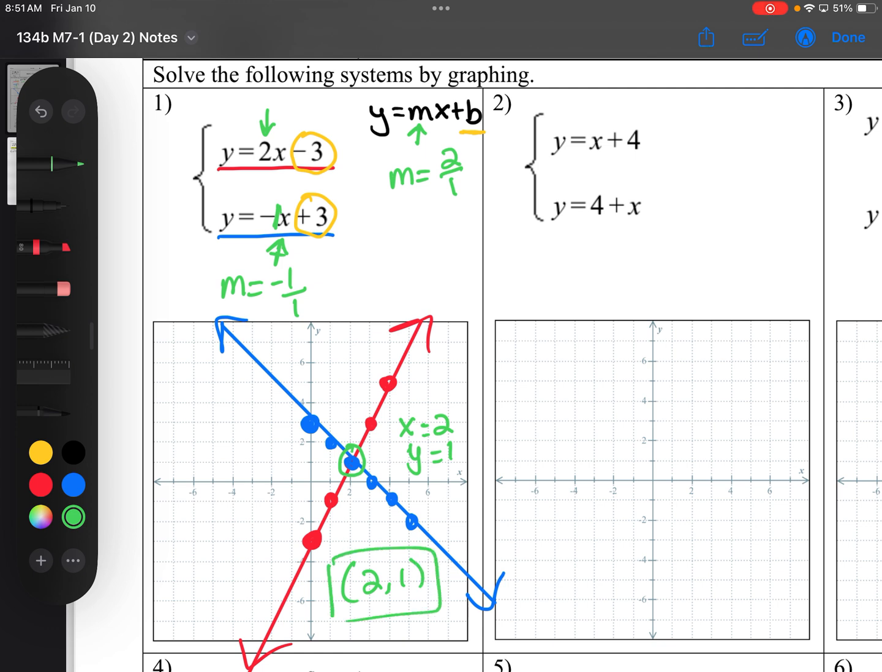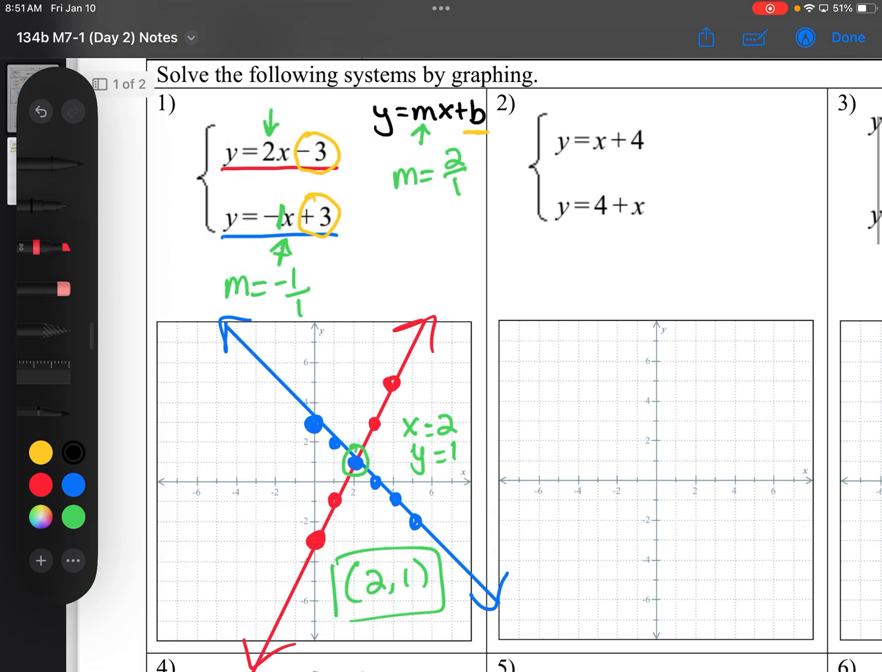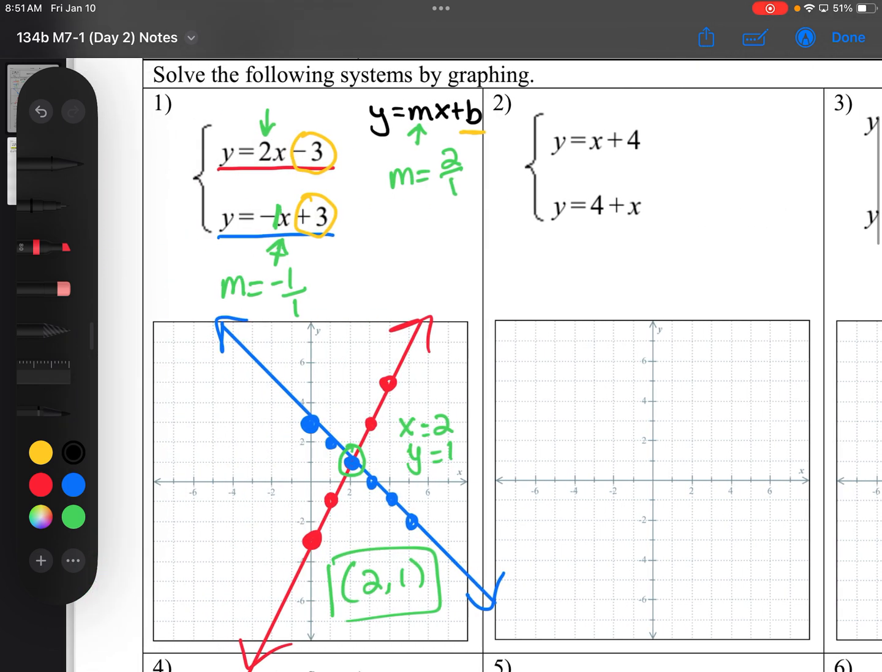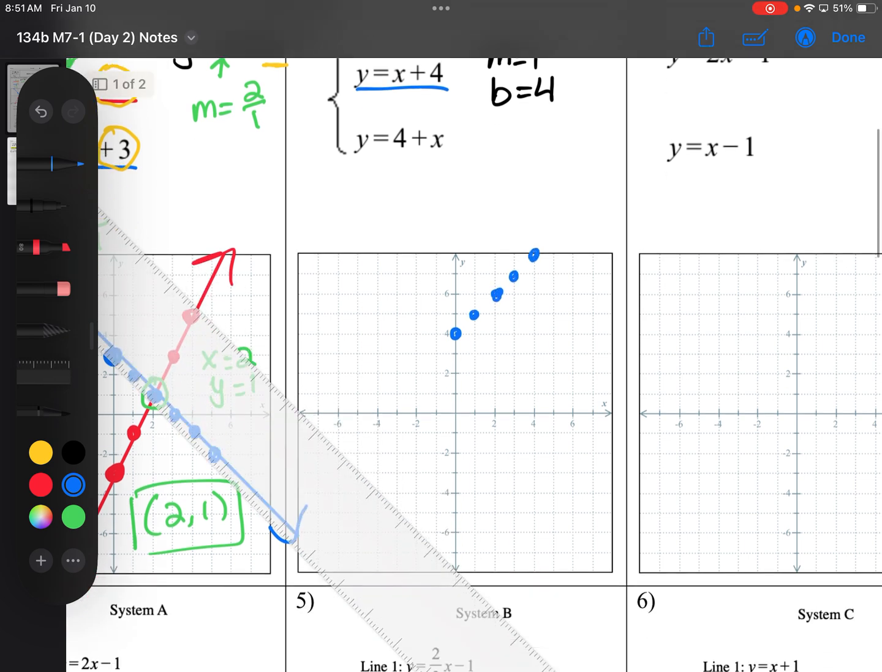I want you to pause the video and try the next one. I'm going to go ahead and do it now. Using the same method, I'm going to go a little faster on these ones because I explained it on number 1. So if you need it re-explained, watch number 1. So for this one, the slope is going to be 1, and the y-intercept is 4. So I'm going to go ahead and start. I'm going to do this one in blue this time. So start at 4, and then it's up 1 over 1 from that point. And get that line drawn.